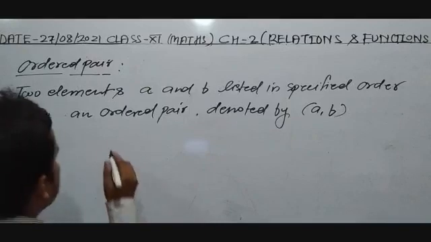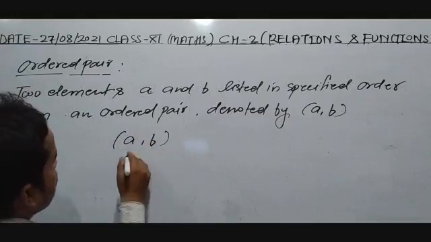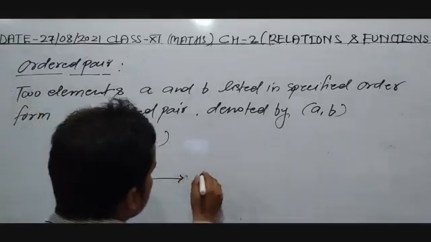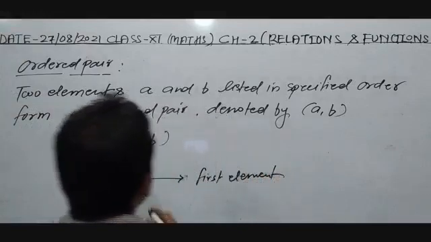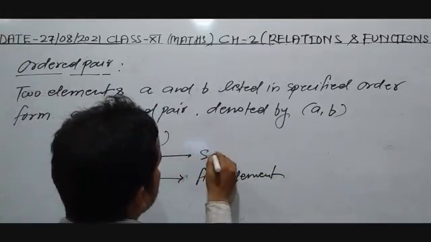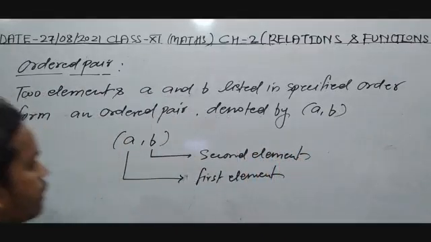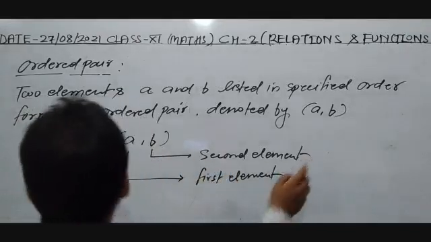In this ordered pair (a, b), the element small a is known as the first element, and small b is known as the second element of this ordered pair. The first element is known as the abscissa, and the second element is known as the ordinate.